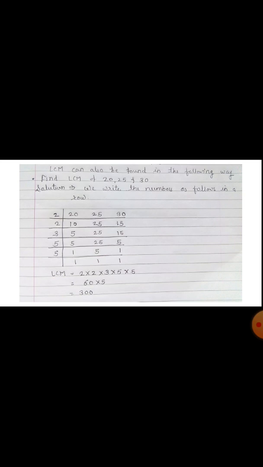These are the prime numbers which are the divisors, and which we have written on the left hand side. So the multiplication of these numbers is 300. Therefore the LCM of 20, 25 and 30 is 300.